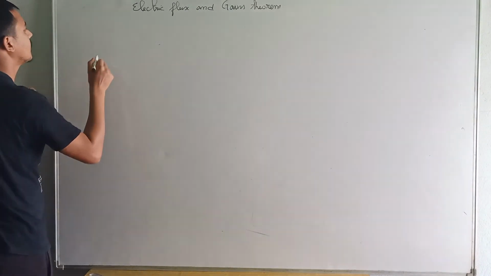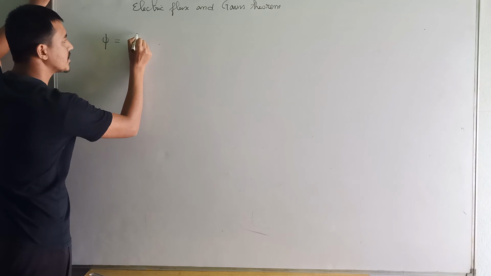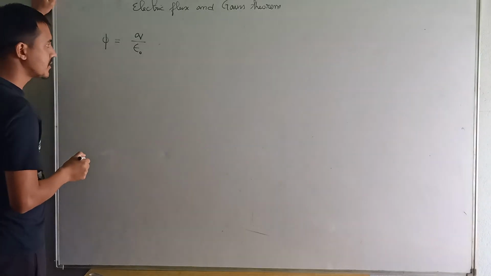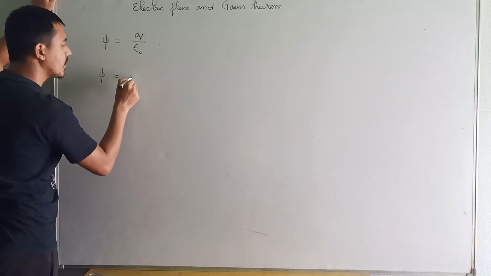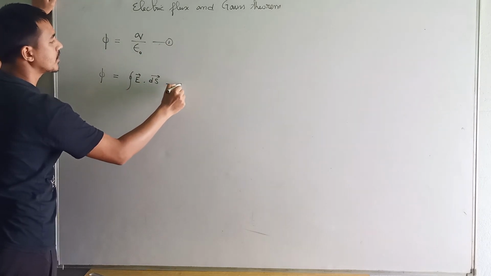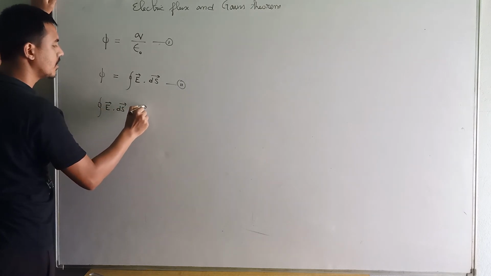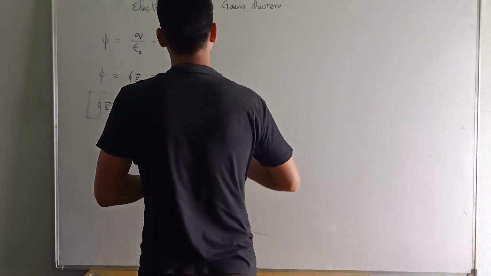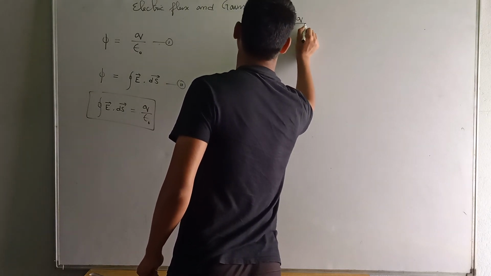Gauss theorem says that the total electric flux through any closed surface enclosing a charge is 1 by epsilon naught times the charge enclosed by the sphere. And also we have seen that the electric flux through any closed surface is given by integration of E dot ds. So comparing equations 1 and 2, we have integration of E dot ds is equal to Q upon epsilon naught. We have to keep this relation in our mind. So Gauss theorem says that integration of E dot ds is equal to Q upon epsilon naught.